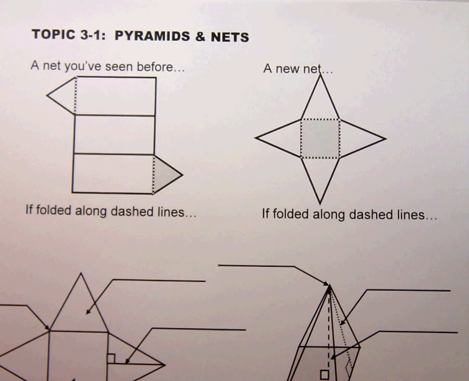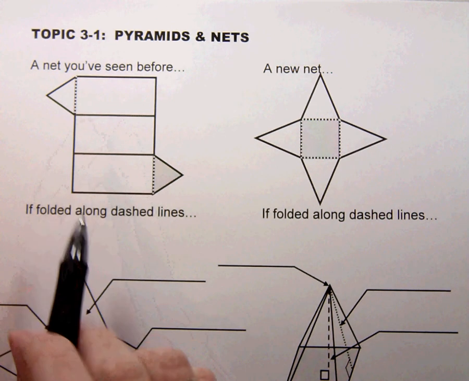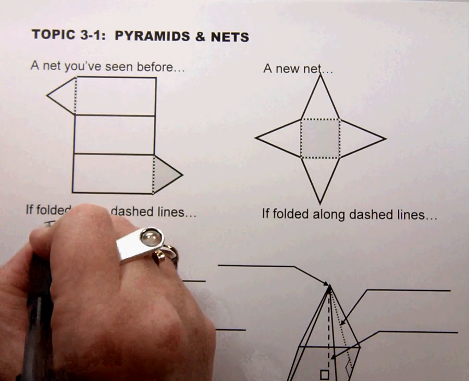Okay, now we're on topic 3.1, pyramids and nets. We're going to learn how pyramids are different from prisms, the ones we've done before. If you look at this one and you fold on the dashed lines and fold this up, this actually makes a triangular prism.